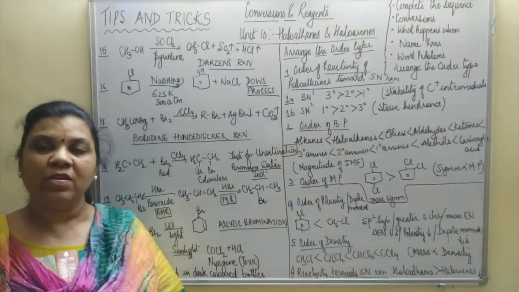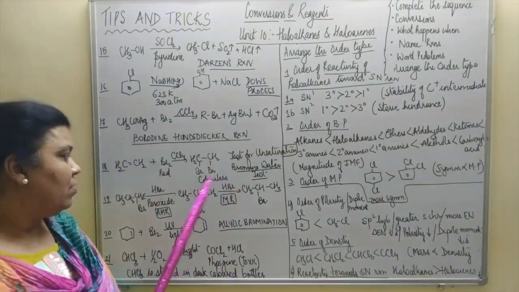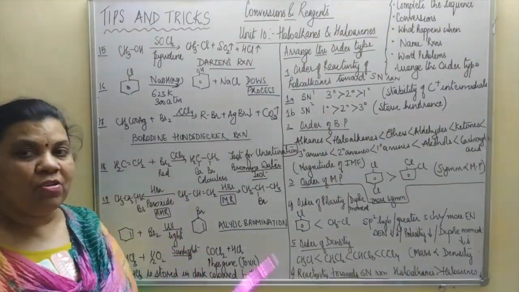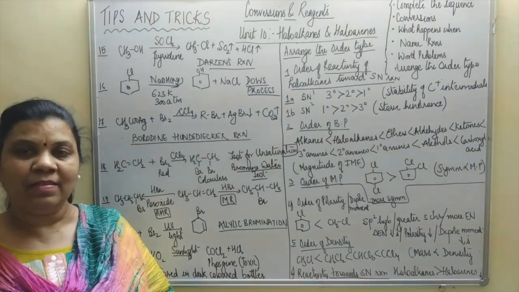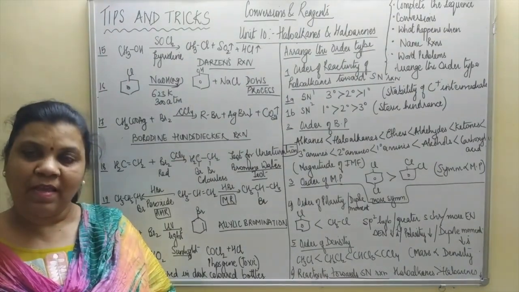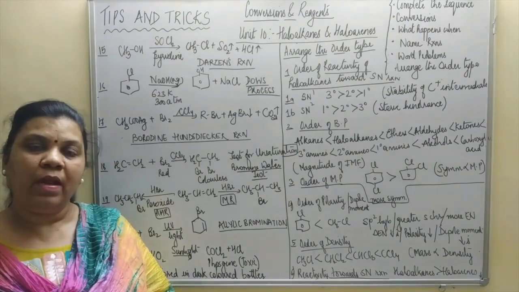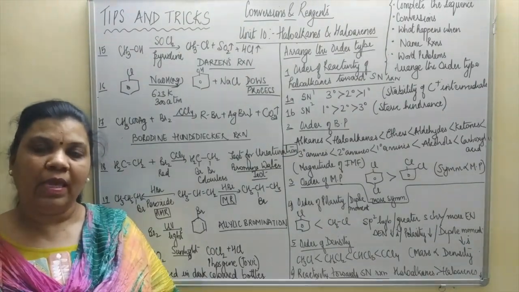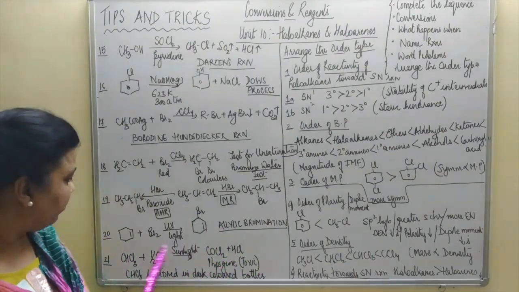Anti-Markovnikov rule is just the reverse of the Markovnikov rule. So addition of HBr in both the conditions, remember, to unsymmetrical alkenes: one in the absence of peroxide following the Markovnikov rule, another in the presence of peroxide following the anti-Markovnikov rule.